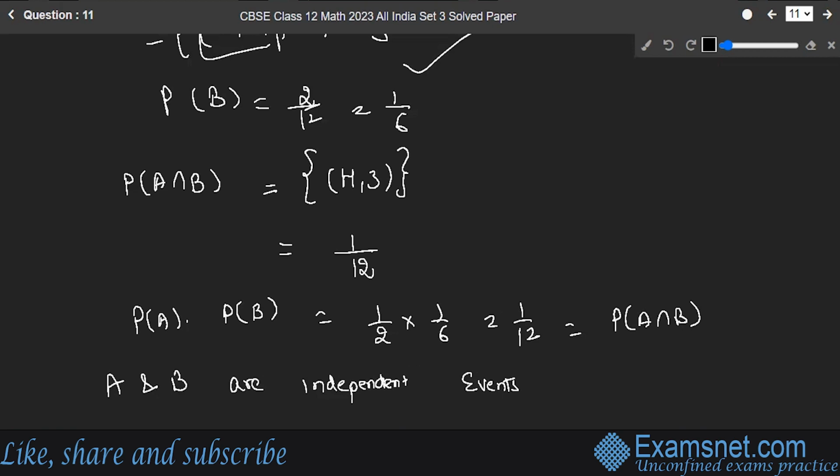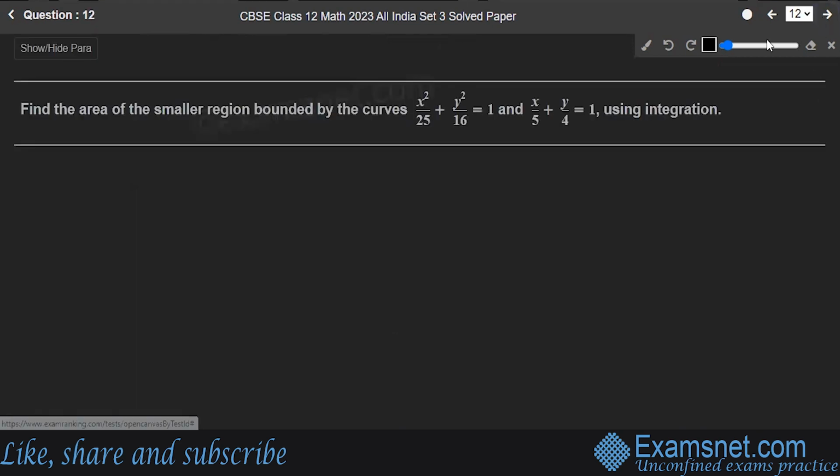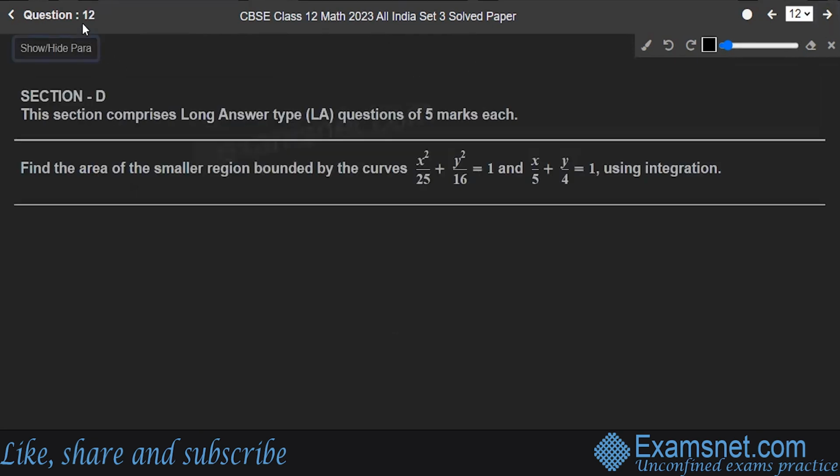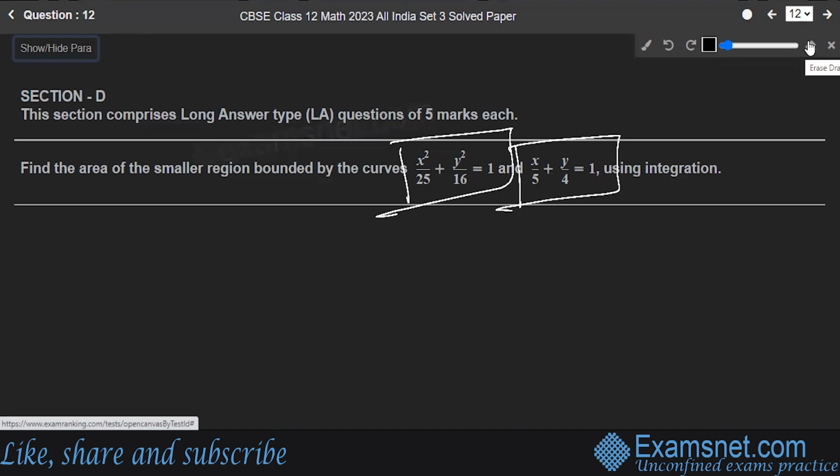Hope you got that. Let's move to the last question of this set paper. Question number 12. This is going to be a 5 marks long answer type question. You have to find the area of the smaller region bounded by this curve and these two curves, by using the integration.